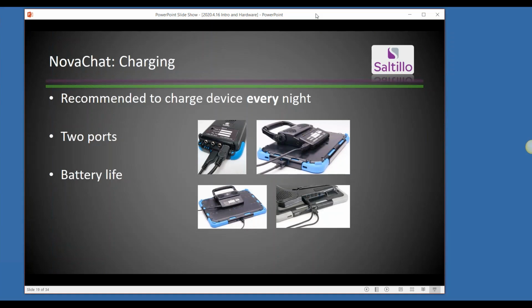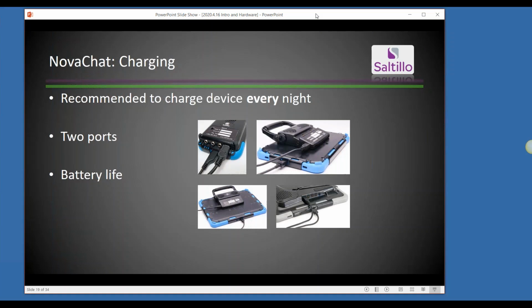The Nova Chat typically has two separate and individual ports for charging. One port is for the tablet and one port is for the Bluetooth amplifier. It is imperative that both are charged every night. Treat this as you would your cell phone or laptop that need to be charged and ready to go for the day. Please be cautious as to not manipulate or bend the charging cords, as there are metal prongs inside the charging ports and plugs that could be compromised.